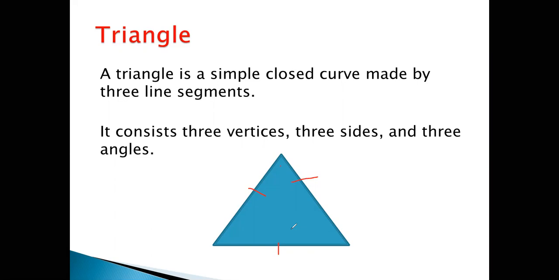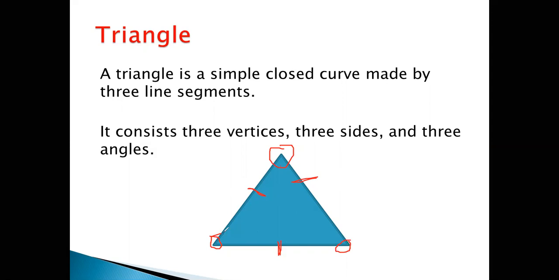Okay, so what are the three vertices? These are called the vertices. This is one vertex, this is the second vertex, and this is the third vertex. So every triangle consists of three vertices. Then three sides, what are the sides? These are the sides. This is one side, this is one side, this is one side. So three sides. Every triangle has three vertices, three sides, and three angles.